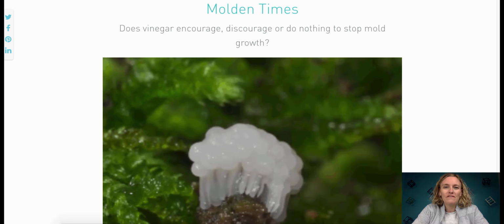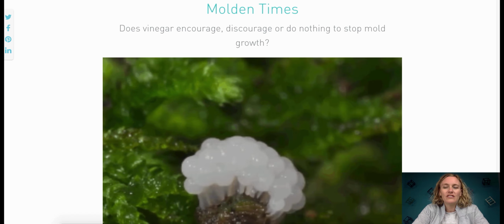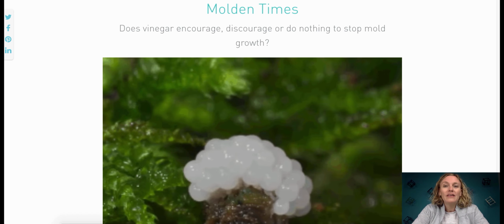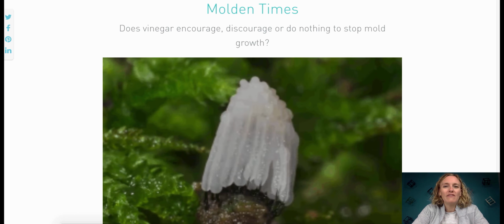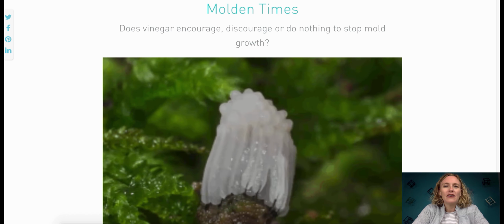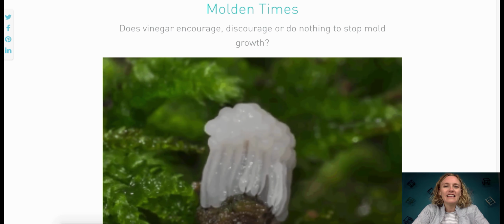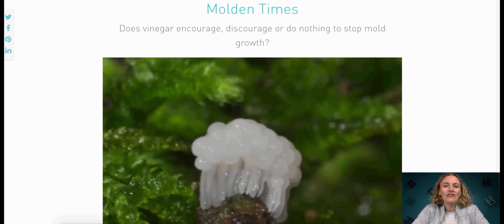Have you ever wondered if vinegar encourages, discourages, or does nothing to stop mold growth? In this experiment, the students will use slices of bread in a baggie, one treated with vinegar and one left plain. Then they will compare observations over 10 days to see if vinegar does in fact hinder mold growth or encourage it. That gives you a brief introduction to our 6th grade Earth and Space Science unit.